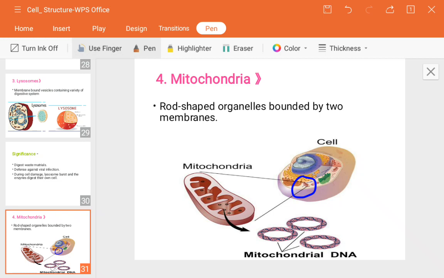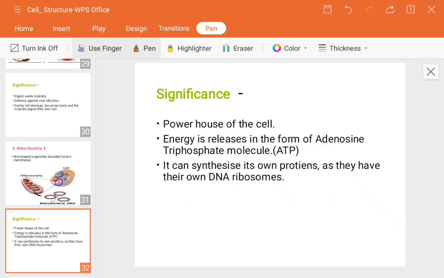Now what is the significance of the mitochondria? It is the powerhouse of the cell. Why is it called the powerhouse of the cell? Because it helps in the synthesis of ATP molecules, adenosine triphosphate. What is the long form of ATP?